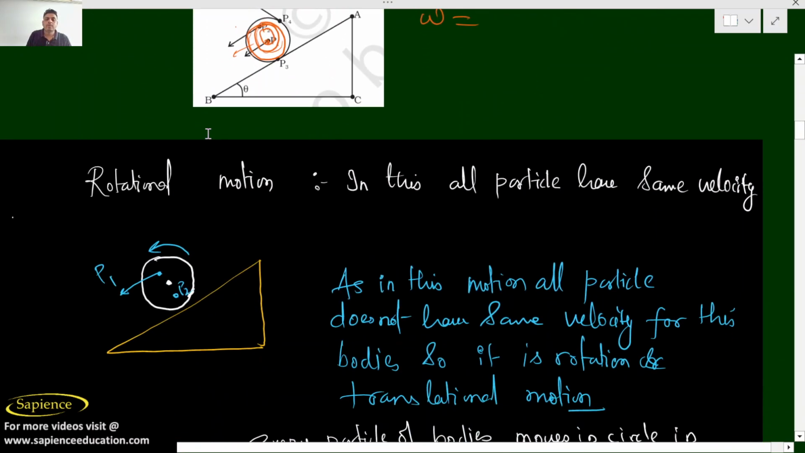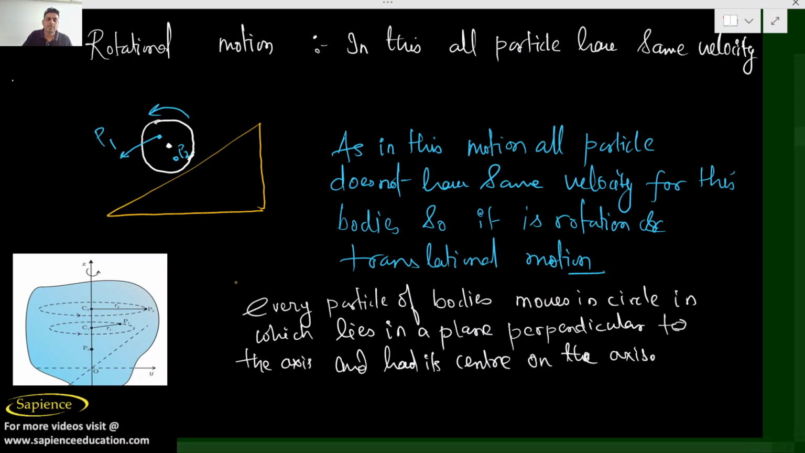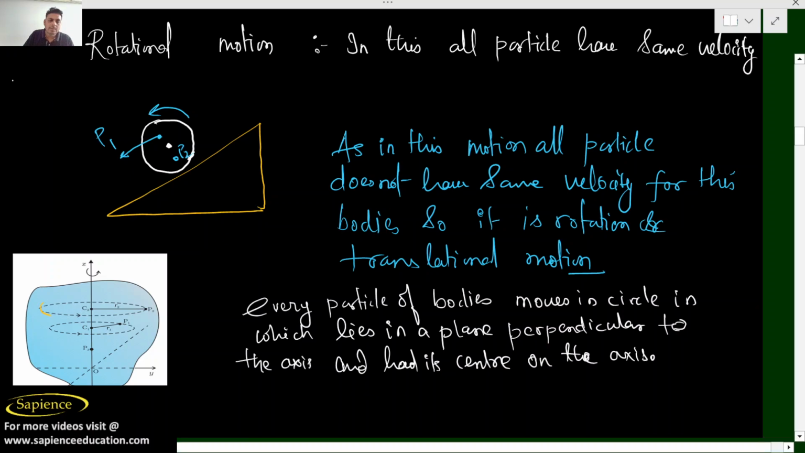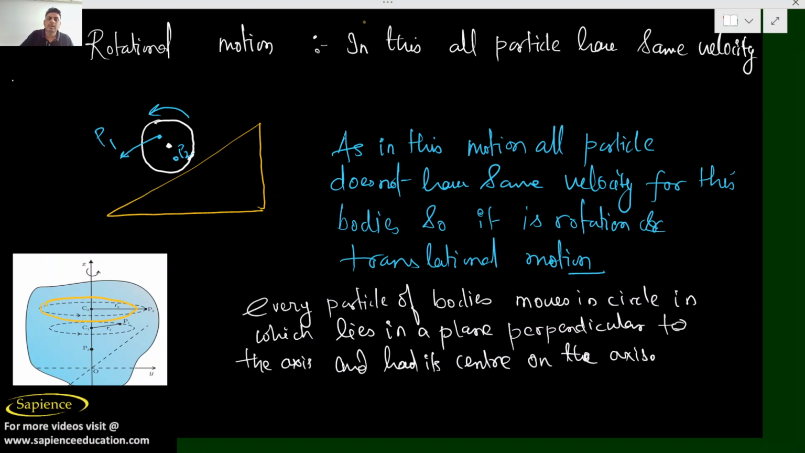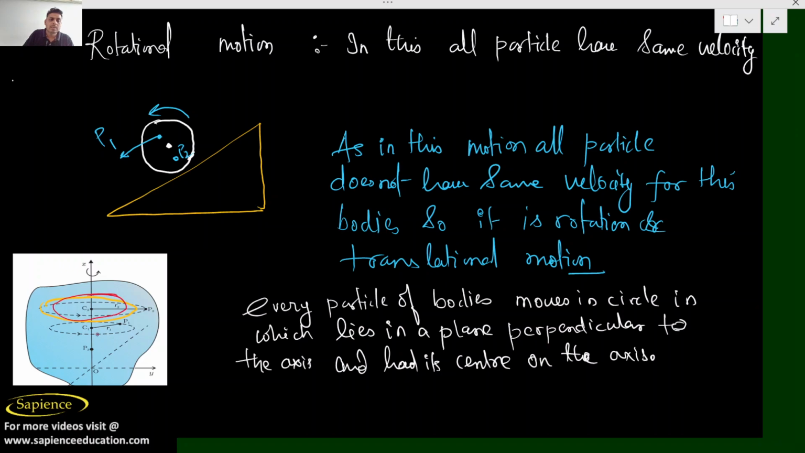Now, rotational motion again, you can see from here. In rotational motion, the particle is moving in a circle. See in the figure below, the particle is moving in a circle. Every particle is making a circle.